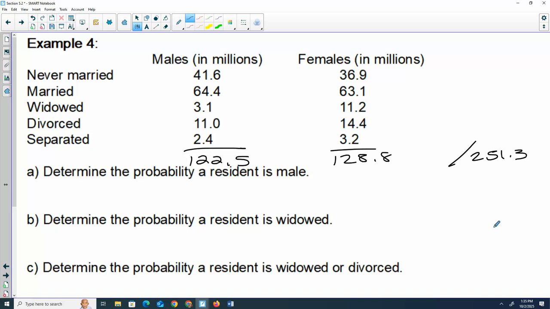I add all those together. So the probability of being male, how many males are there? 22. Out of how many total? And we get 0.4875.